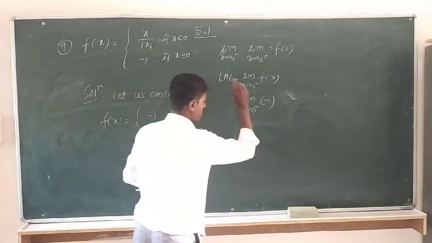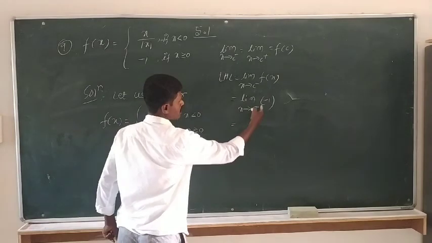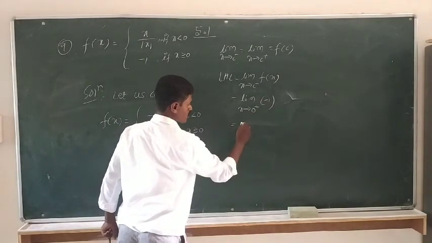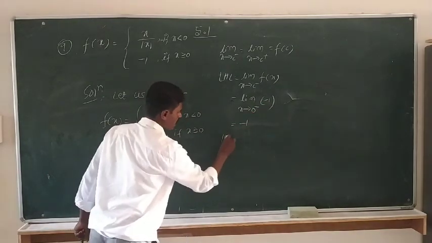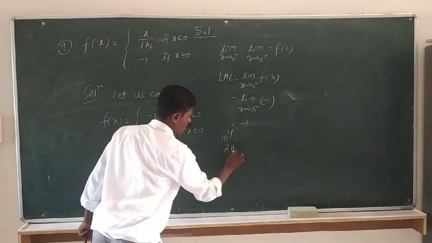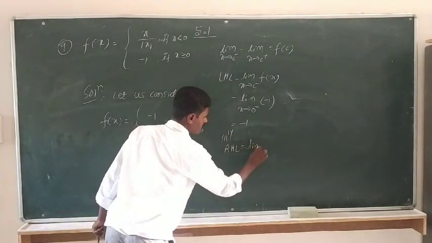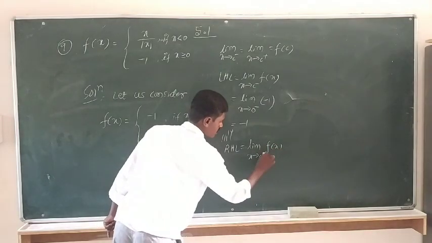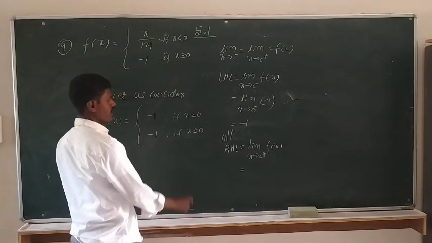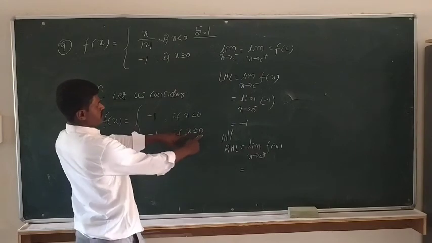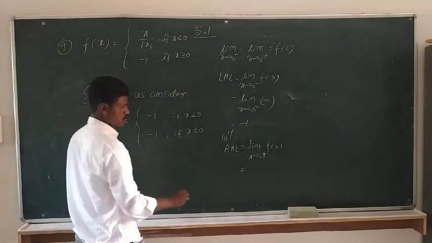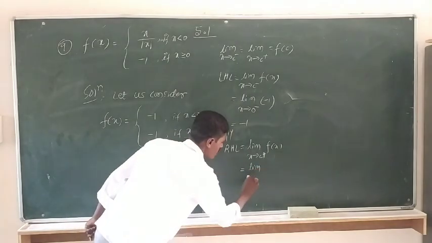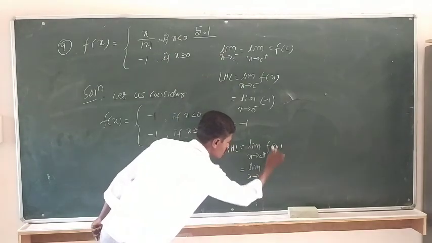Okay, that is minus 1. Hence, taking the limit, this is nothing but minus 1 as it is. Similarly, RHL. So RHL means limit as x tends to c plus of f of x. For RHL we consider x is greater than 0. On that occasion, the function is minus 1. So the limit as x tends to 0 plus, the function is minus 1.